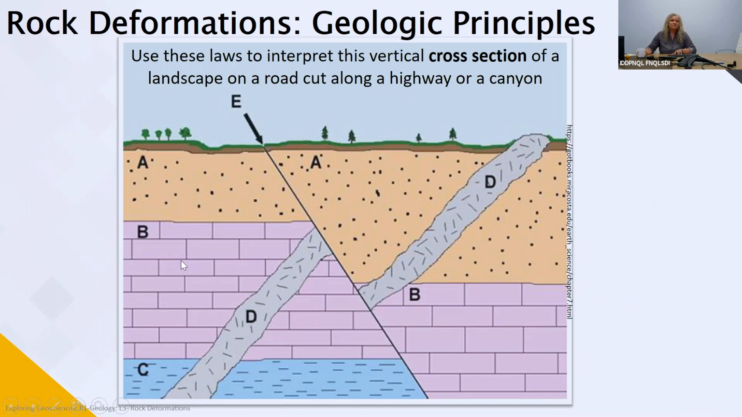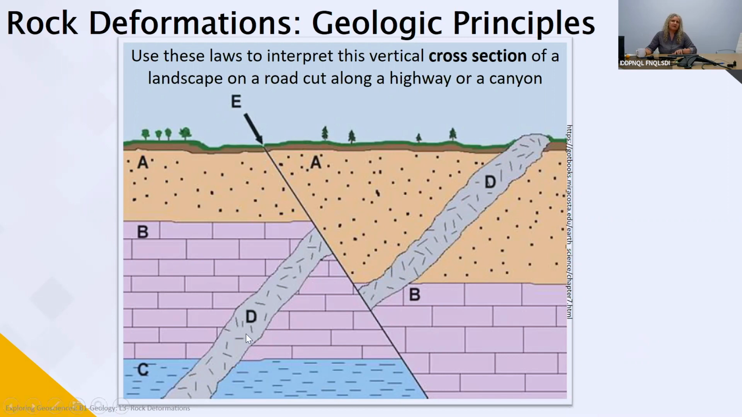We have units C, B, A, and D, and we have an event E, which is a fault. We often see walls like this along highways, and geologists will stand here, look at these units, and ask what happened here, what are the events of the sequence here. If we take the law of horizontality, we see that C will be the oldest, and then B was deposited over it, and then A. We see that C, B, and A are cross-cut by D, so we know that D necessarily has to be the youngest among C, B, and A.